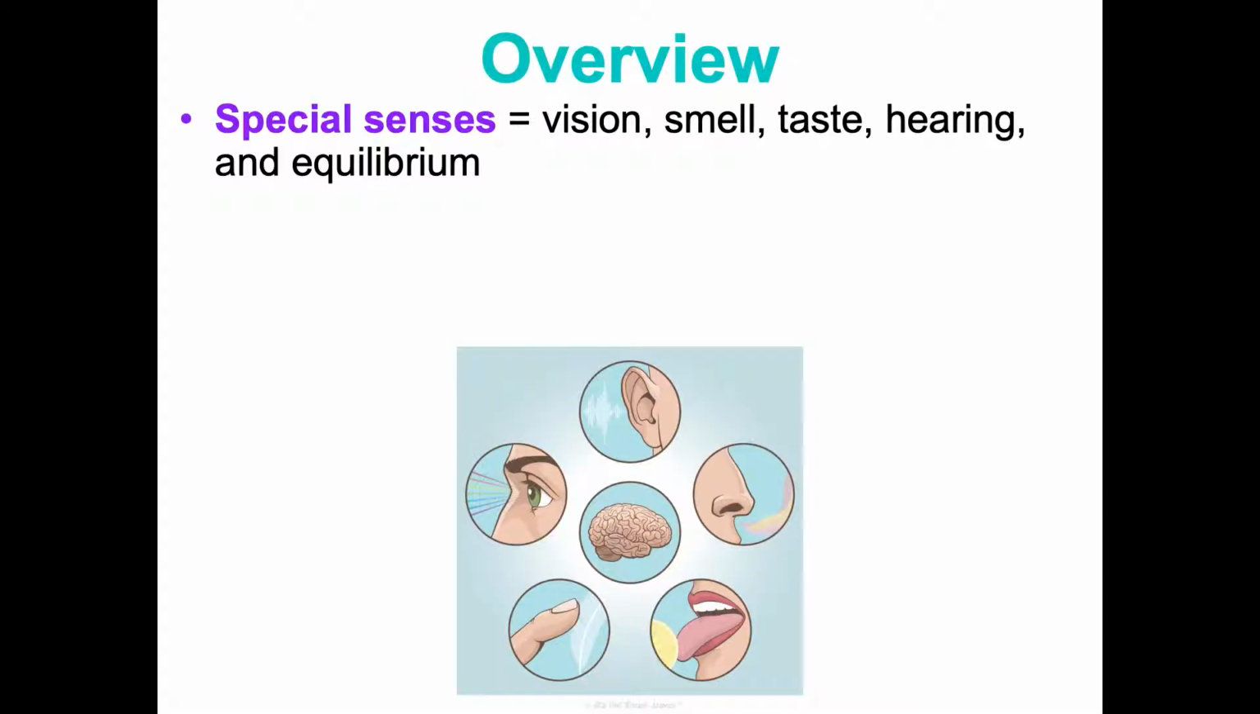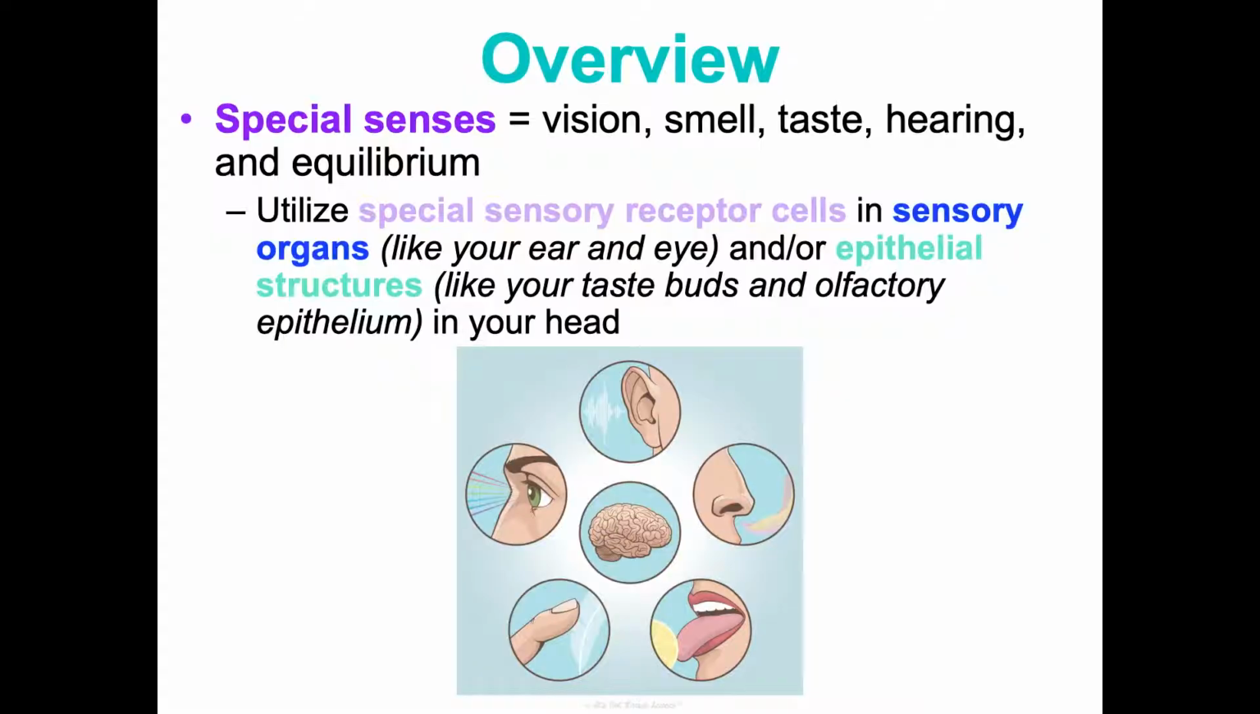So this is vision, smell, taste, hearing, and equilibrium. These special senses utilize special sensory receptor cells in our sensory organs, like our ears and our eyes, and epithelial structures, like your taste buds and your olfactory epithelium that are in your head. And we're going to walk through each of these special senses now for the rest of the notes.